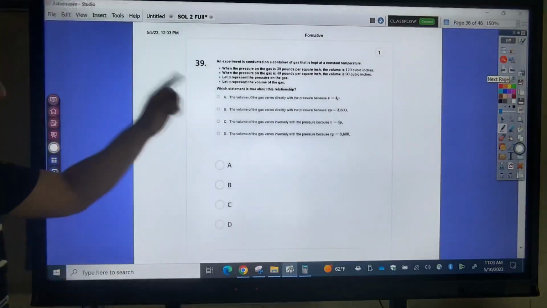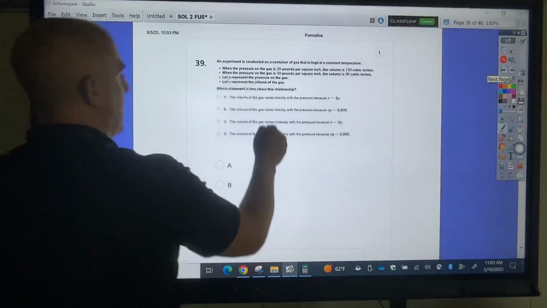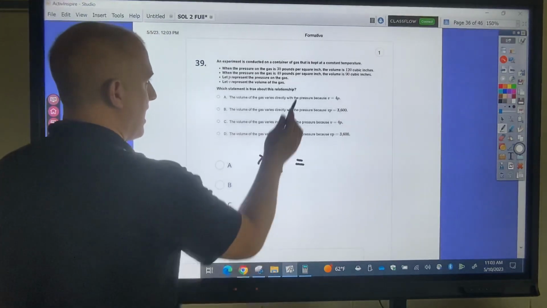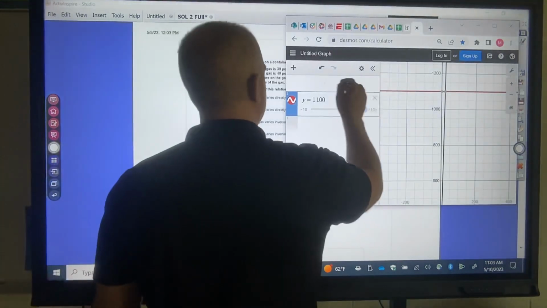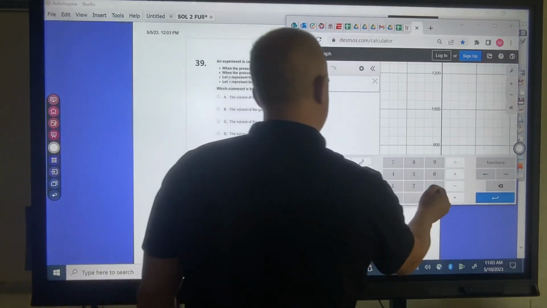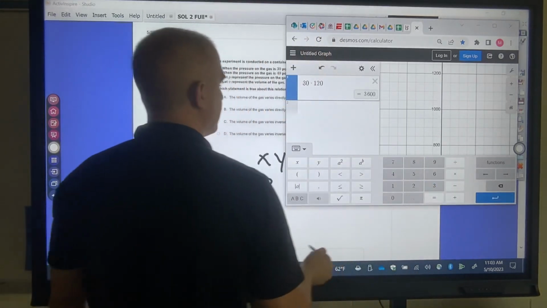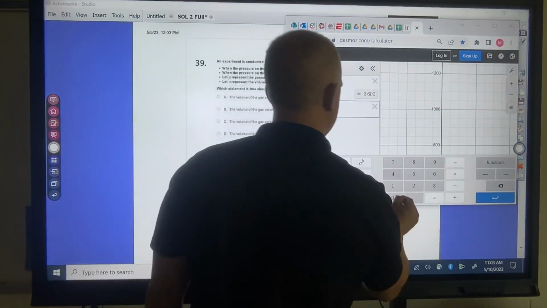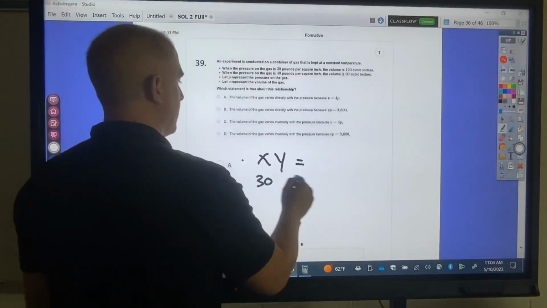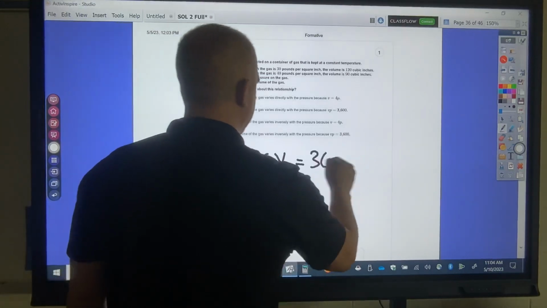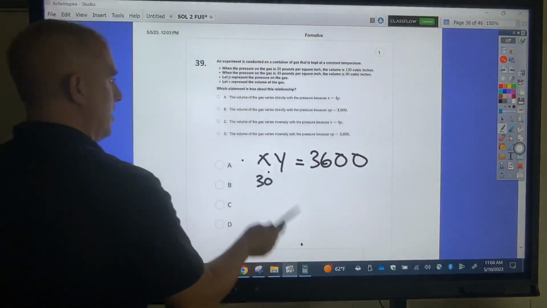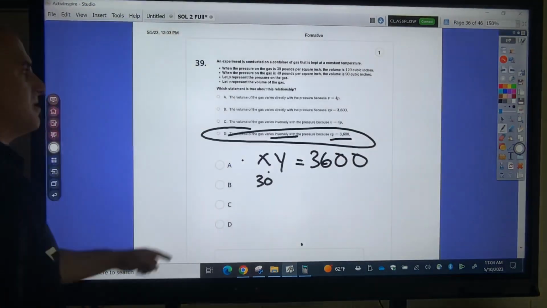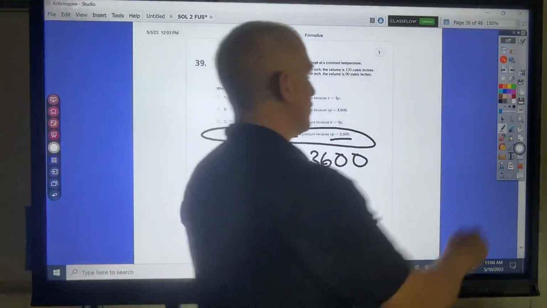Okay? Once again, you're checking x times y. So 30 times 120 is 3,600. Okay? 40 times 90 is 3,600. So that means it's got to be xy equaling 3,600. Well, inverse variation, 3,600, that works. That one does not because it says direct.